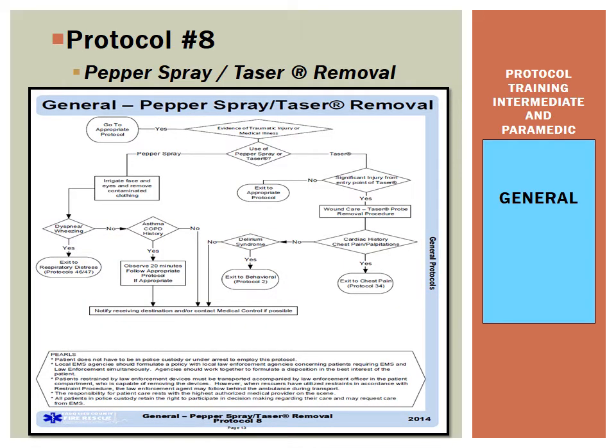Okay, Protocol 8 is our pepper spray taser removal protocol, and we're really going to be focusing on the taser removal aspect of this in the skills portion of this protocol rollout. However, for the pepper spray, it is a basic irrigation of the face and eyes, removing any contaminated clothing. If they do have difficulty breathing, you're asked to exit to the appropriate protocol, which would be the respiratory distress protocol, 46 or 47. And if they have asthma or COPD history, we want to observe them for 20 minutes, and follow the appropriate protocol if indicated.